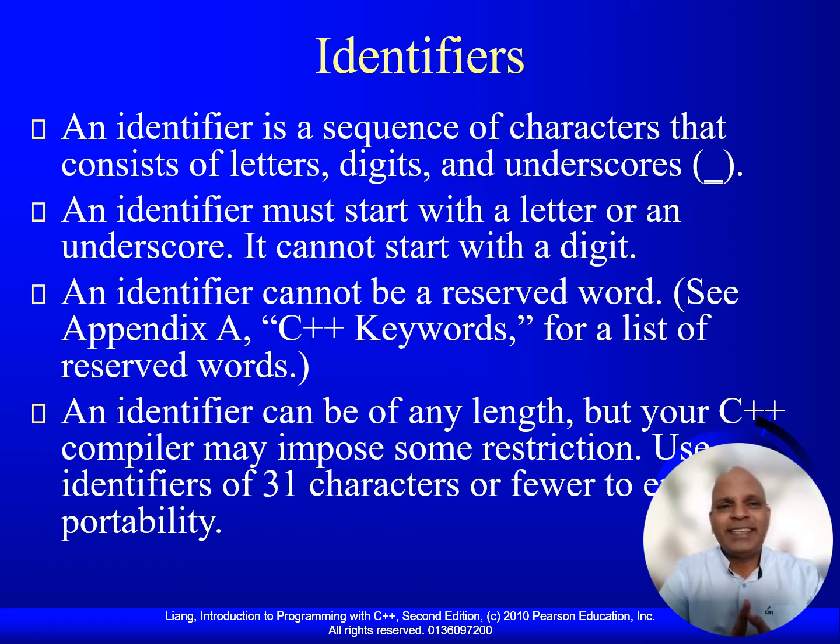Let's talk about the concept of an identifier. An identifier is a sequence of characters that consists of letters, digits, and underscore. So I told you if you want to have a variable name that is two words, like number of pods in a pea, remember how we did that yesterday? An identifier cannot start with a digit. An identifier cannot be a reserved word, so I can't use return for that matter. An identifier can be any length. Now, we don't want to have an identifier of 31 characters, right? That's quite a bit.